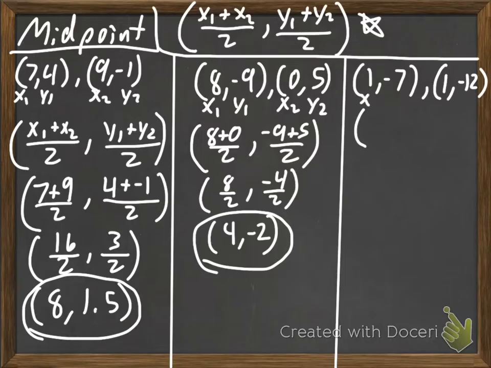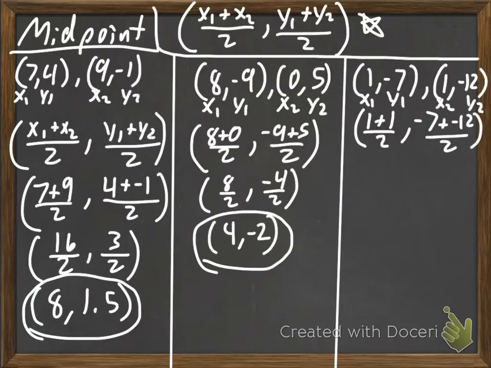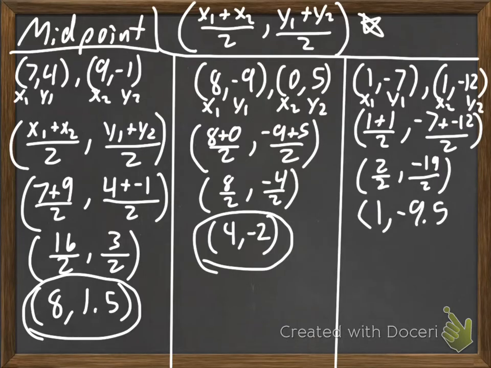So we have our x1, y1, x2, y2. So we do 1 plus 1 divided by 2. Then negative 7 plus negative 12 divided by 2. We get 2 divided by 2 and then we get negative 19 divided by 2. 2 divided by 2 is 1. Negative 19 divided by 2 is negative 9.5. And circle.